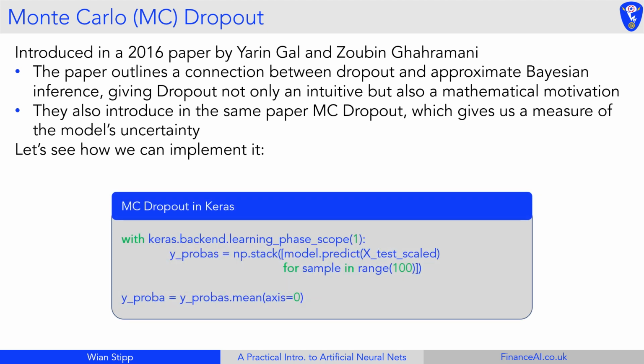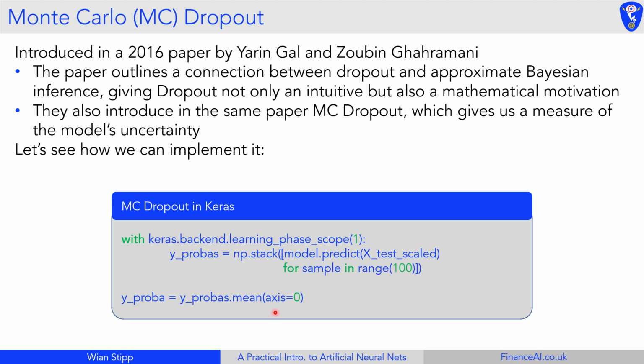Quite simple as well. We can do it in 4 lines. So this, keras.backend learning phase scope 1. What we're doing here is we're forcing training mode, or we're forcing dropout on, meaning that when we do this prediction here, we actually make predictions on 100 different neural networks in theory, because with dropout, you're effectively changing the neural network at each instance. So here we're making predictions on 100 different neural networks, basically.